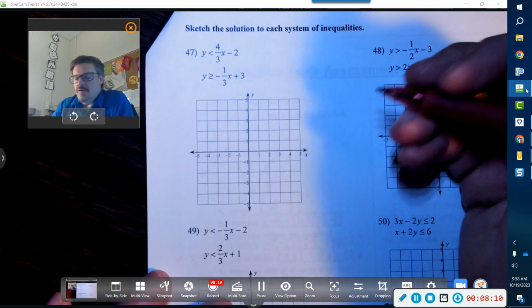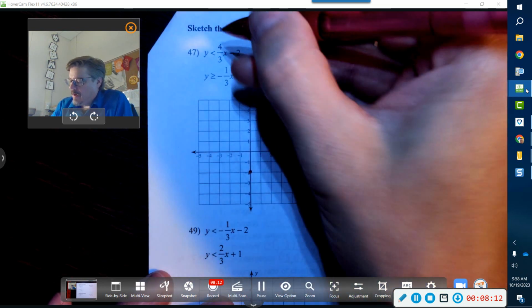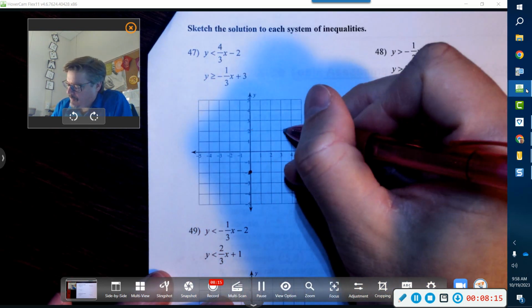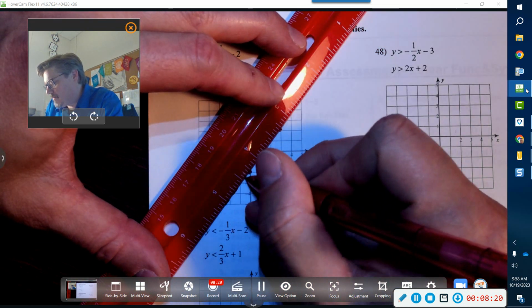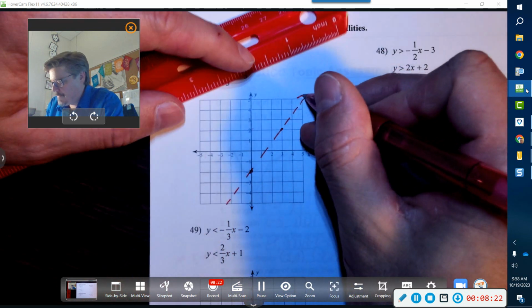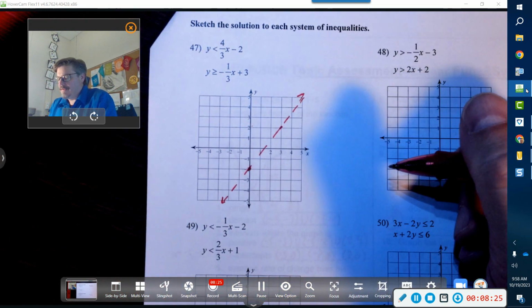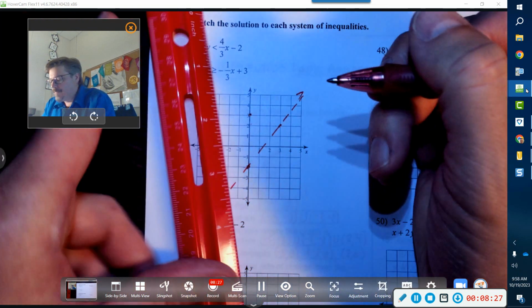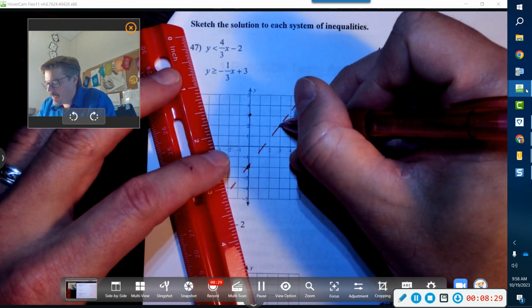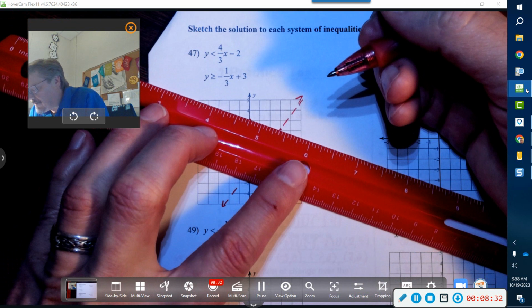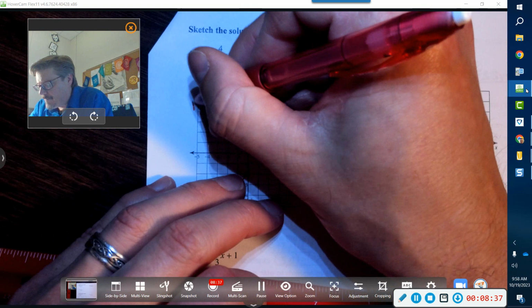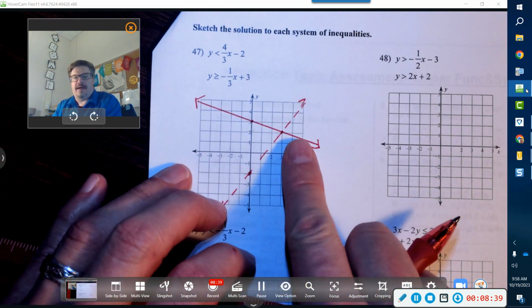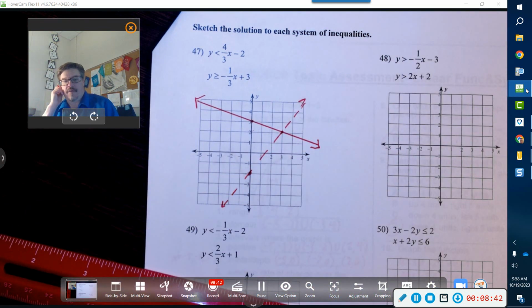All right, so graph it like you normally would. Negative 2. Then we go up 4 over 3. Up 4 over 3. Okay, he's going to be a dotted line because I do not have a bar. All right, and then this guy is a positive 3. And then we're going to go down 1 over 3. And he does have a bar. All right, which means I can touch this line, but I cannot touch the dotted line. So if you were asked, is this a solution, you want to make sure you got it.